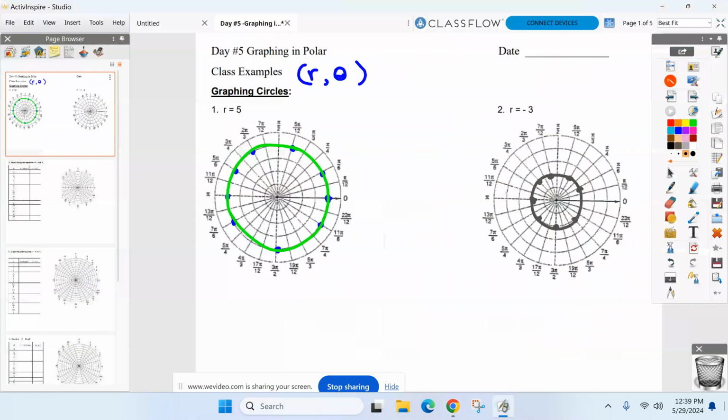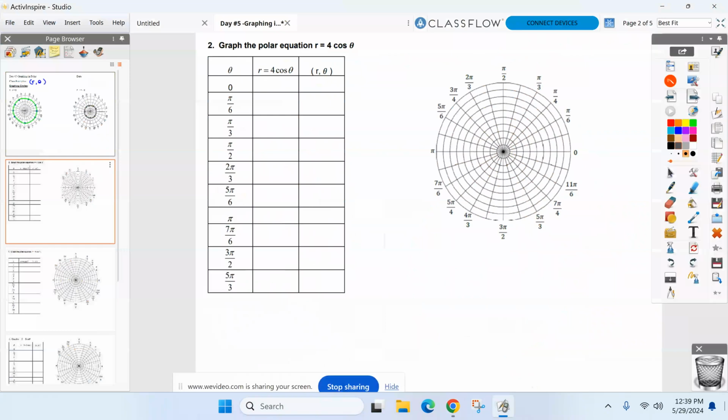All right, let me start throwing some cosine and sine at you now. What effect does it have? Because it's not just r equals 4, it's 4 cosine. So since it's not going to be a plain old basic circle, I'm going to have you fill out a table and graph those points. That's the process: fill in the table, find your points, and then we're going to graph them.